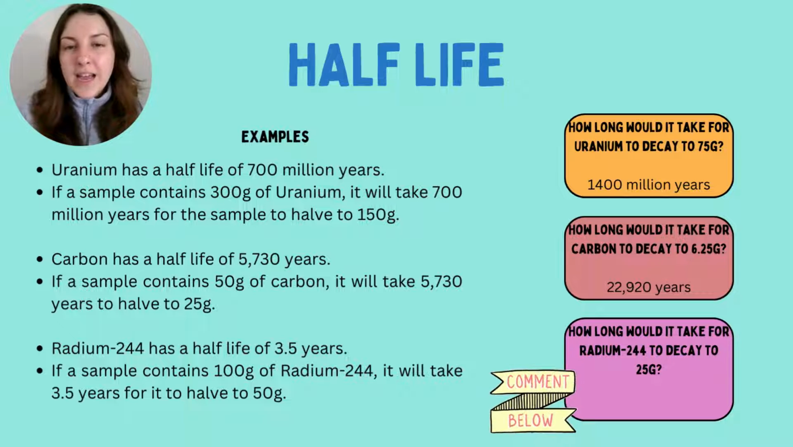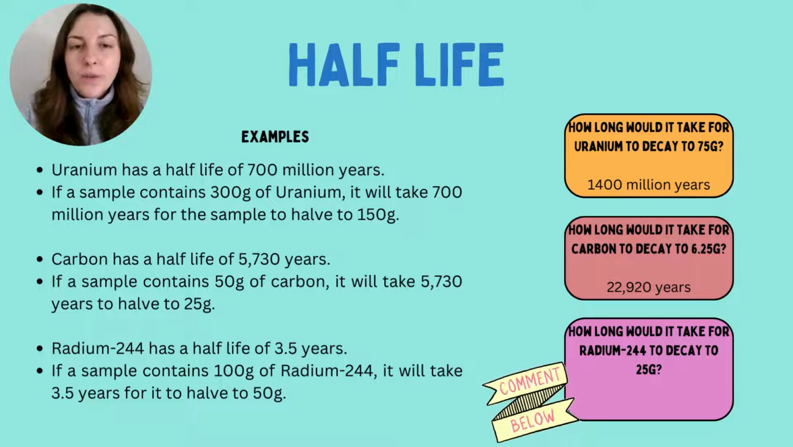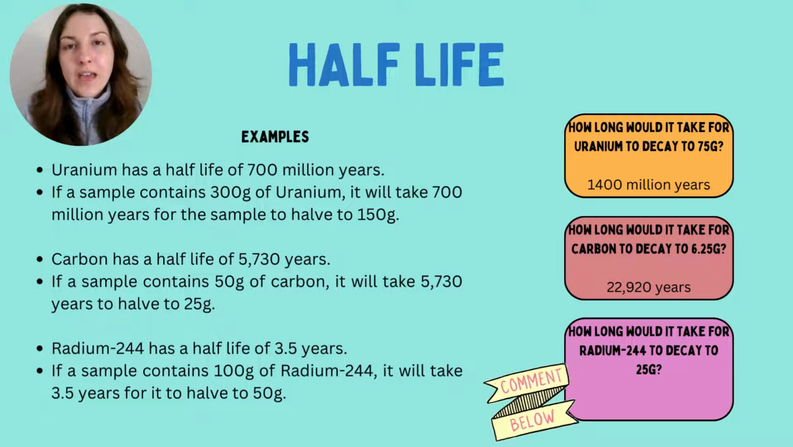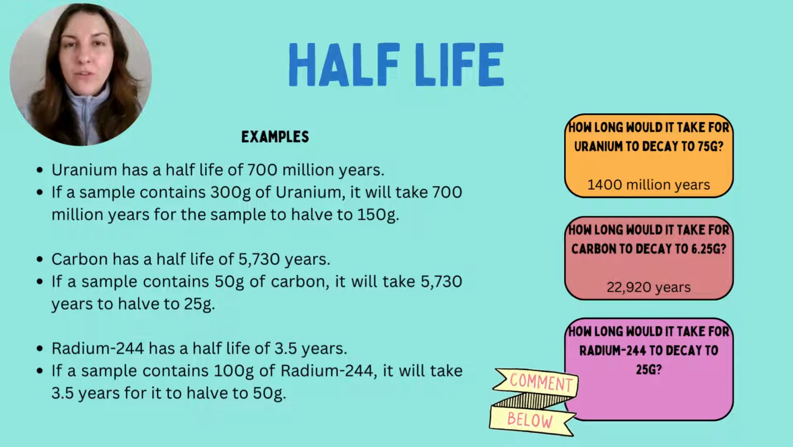So we have carbon. It has a half-life of 5,730 years. If a sample contains 50 grams of carbon, it will take 5,730 years to decay to half, so 25 grams. How long will it take for carbon to decay to 6.25 grams? Well, if you look at the difference in numbers, you can see that we've gone from 50 grams at the beginning and now we're at 6.25 grams. How long has it taken to get to that point?